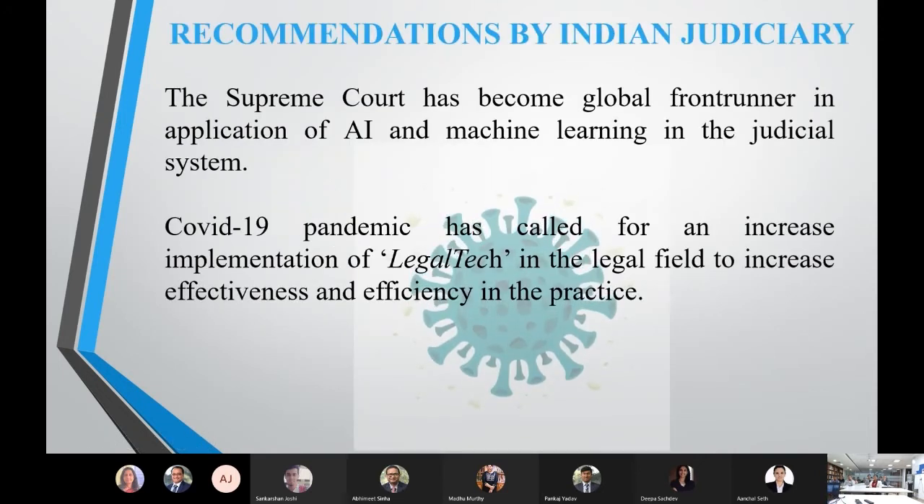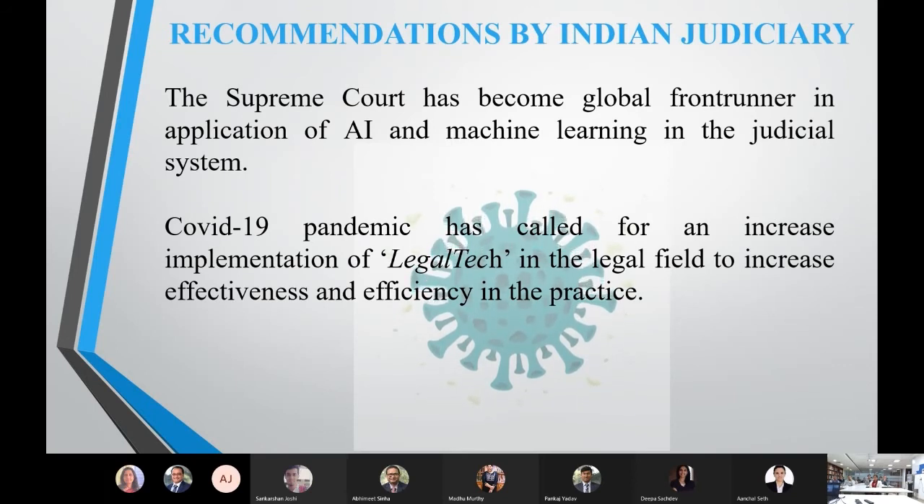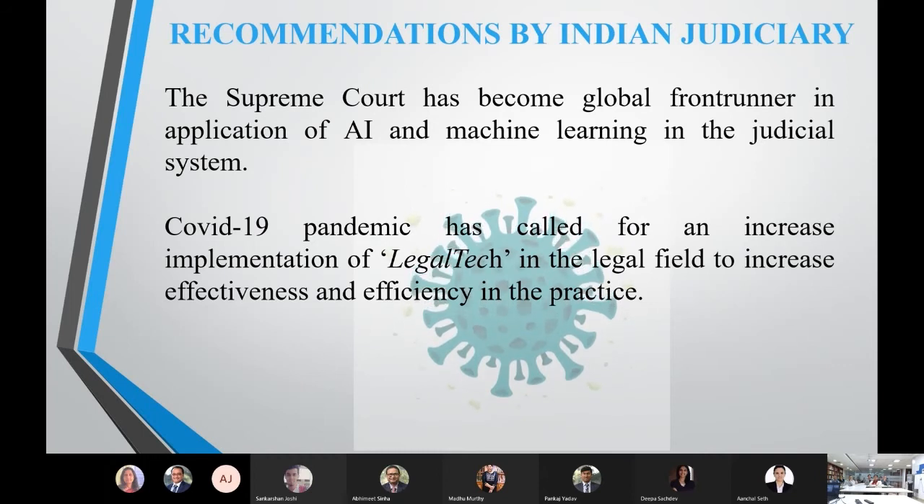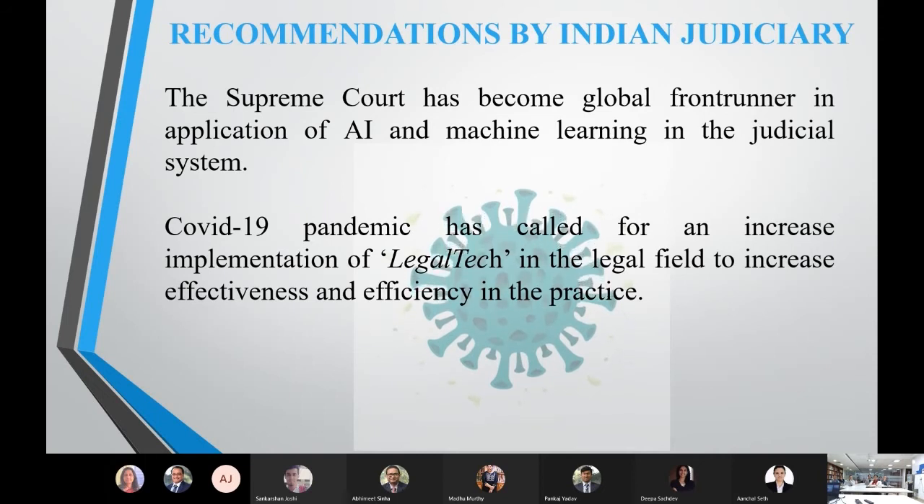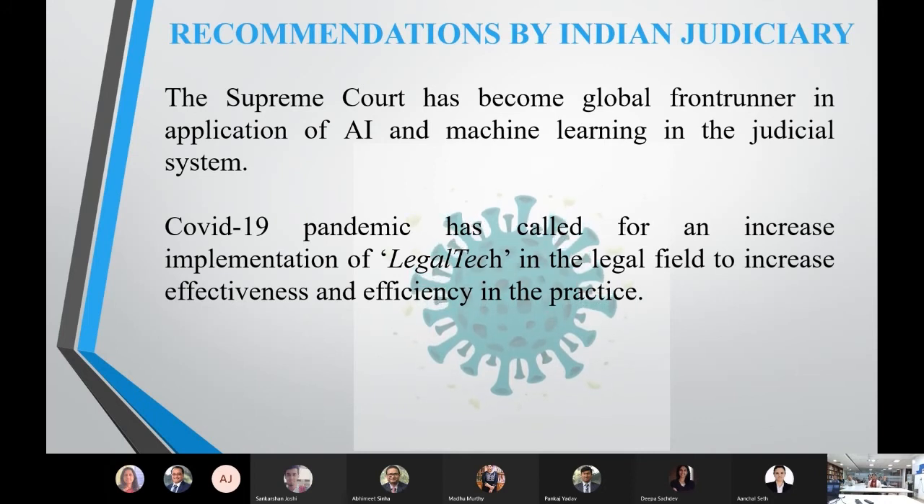Now, coming to our Supreme Court, how the Indian judiciary has dealt with this AI. I was surprised because I was not aware that so many things are happening. The Supreme Court has become, in a way, the front runner in application of AI and machine learning in the judicial system. And also, as we all know, because of the COVID-19 pandemic, we have been using virtual hearings, and this also involves legal technology to increase the effectiveness of legal practice.